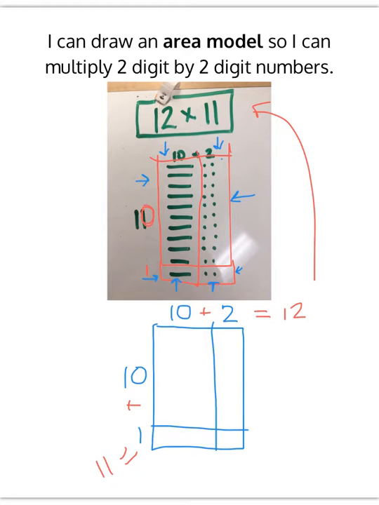Okay, so now I know the definition of the word area is the amount of space inside of a two-dimensional object. So I want to find out how much space is in this portion here. So in order to solve that, I would do 10 times 10. I know 10 times 10 equals 100.